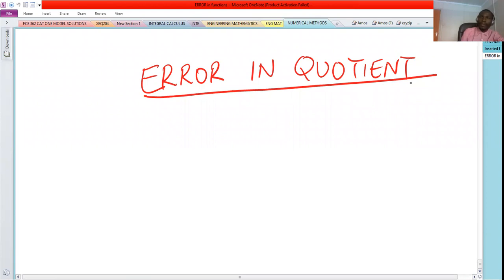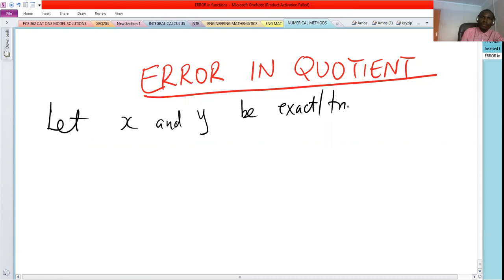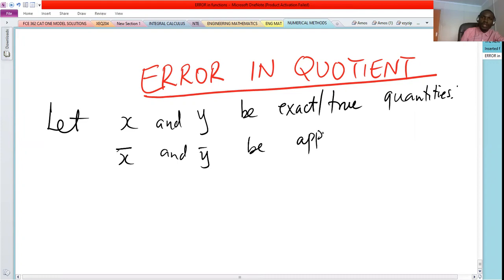So let x and y be exact or true values, true quantities. Let x bar and y bar be the approximate values of x and y.